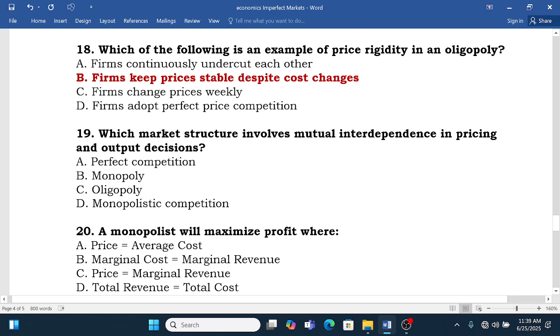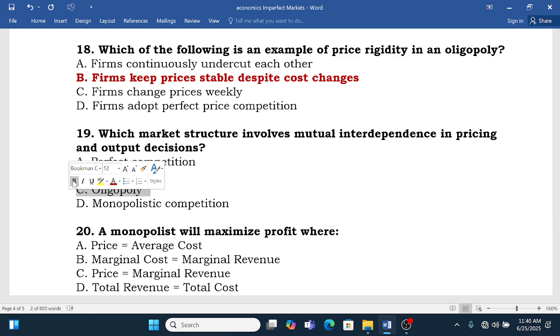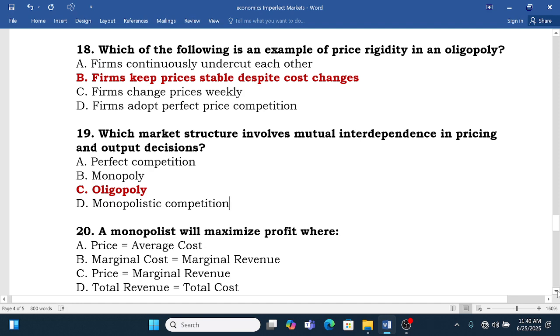Which market structure involves natural interdependence in pricing and output decisions? A, perfect competition. B, monopoly. C, oligopoly. D, monopolistic competition. So the correct answer is C, oligopoly. We go to question number 20.